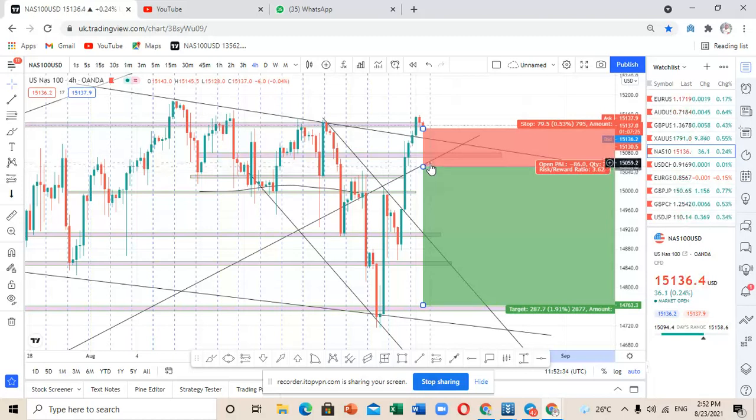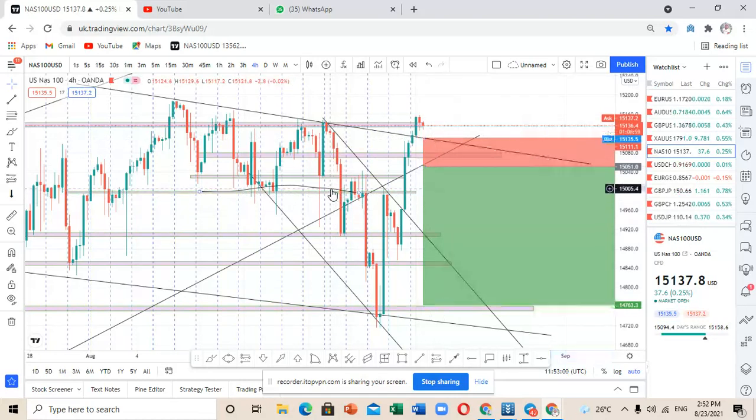For NAS 100, I will be risking a total of around 60 pips for a total reward of 287 pips. Now for NAS 100, I will advise you not to use the lot size 0.01. You can move to a higher lot size like 0.05, mainly because we have a short position. And as you all know, when it comes to a short position, the only thing you can do to earn more profit is to increase your lot size.